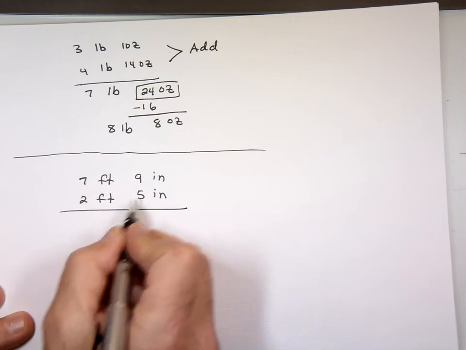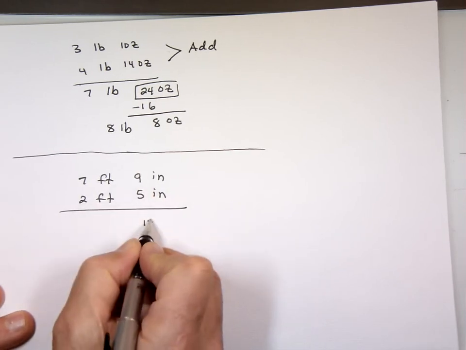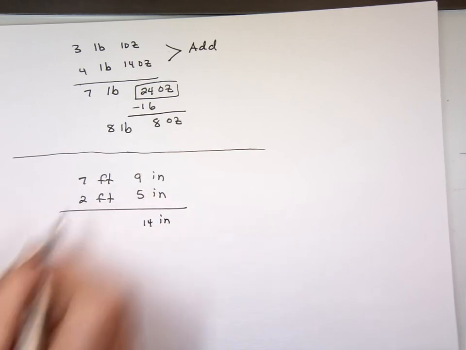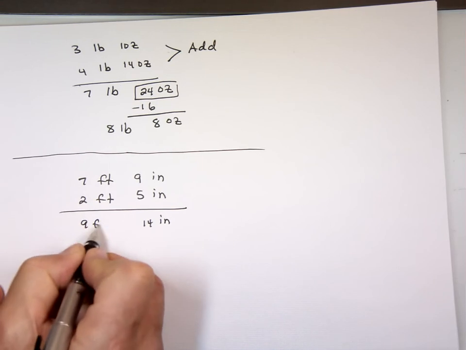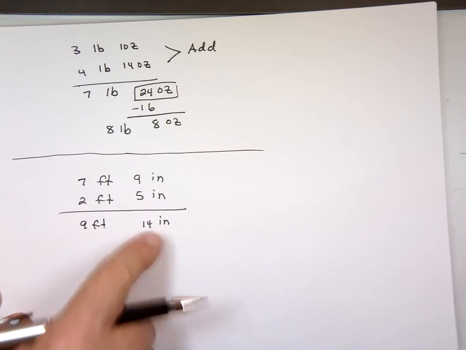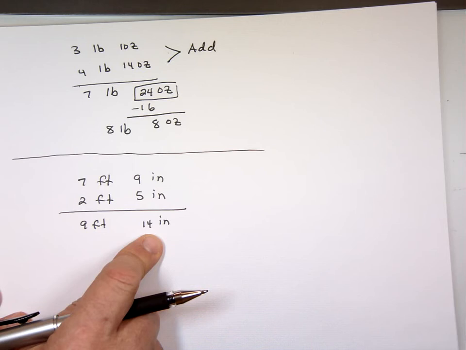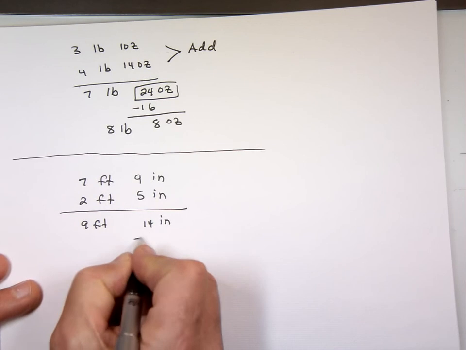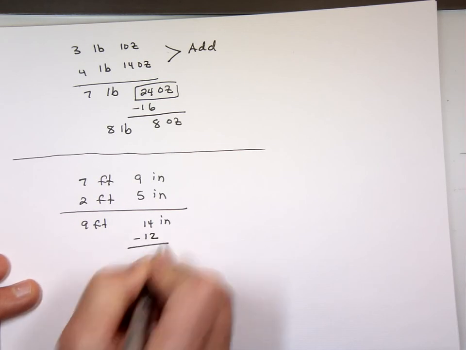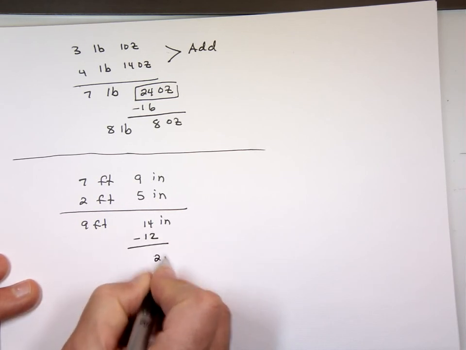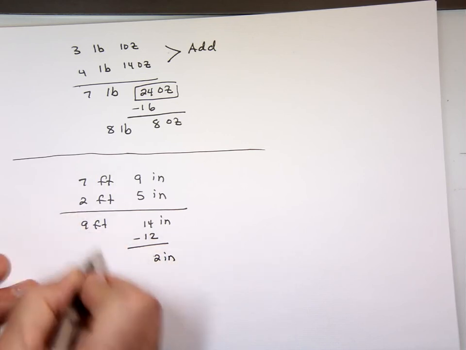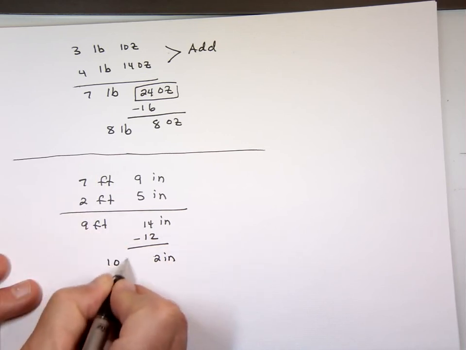5 and 9 is what? 14 inches. 7 and 2, that's 9 feet. We know that's more than what? That's more than 12, right? A foot is 12, so we subtract 12 inches from this. What's left? 2 inches, and we add 1 to this. That'll make it what? 10 feet, 2 inches.